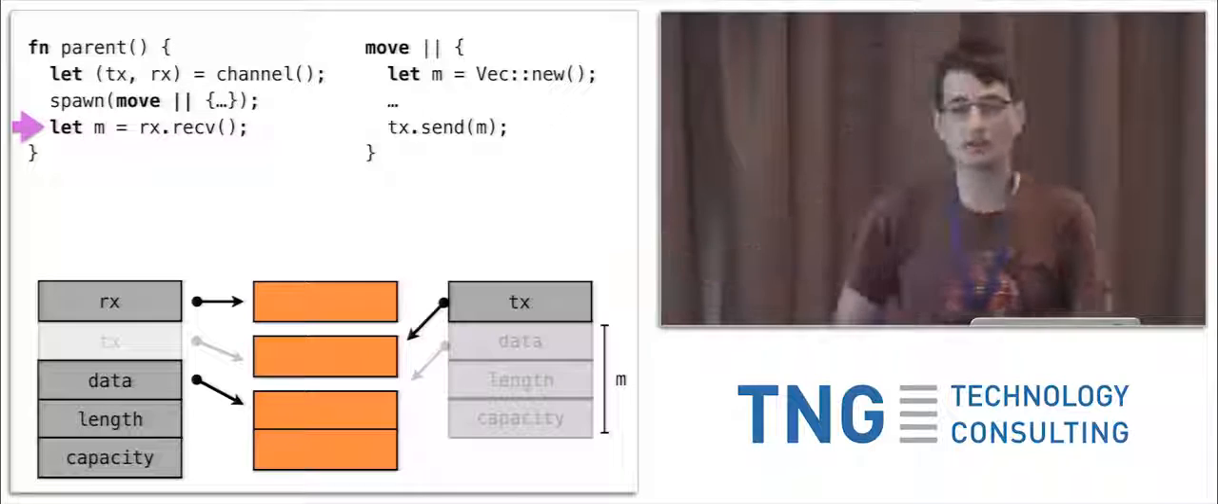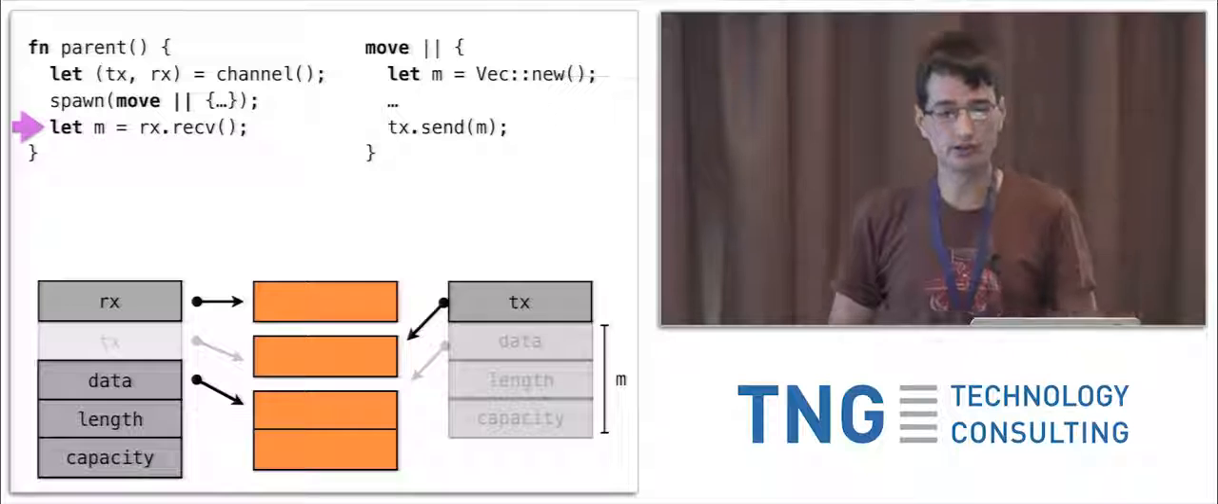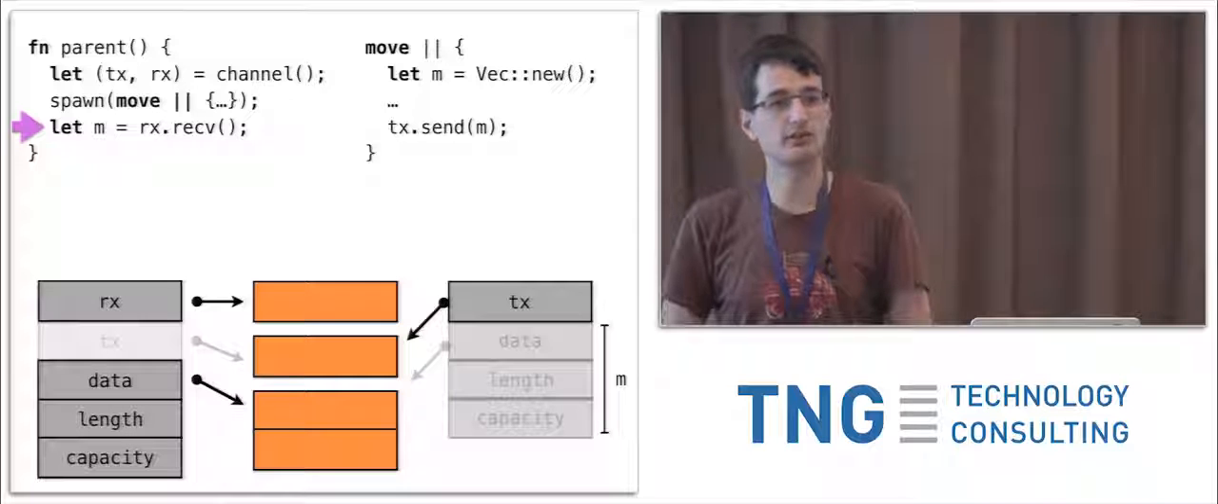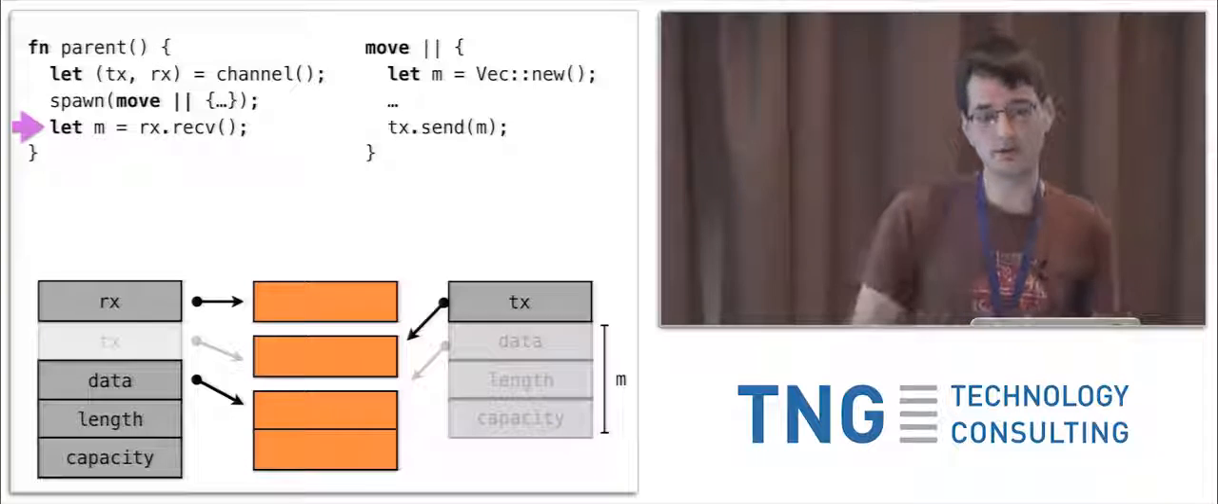So one cool thing here is that we saw that there's a shallow copy going on here of just the data length and capacity, but the actual contents of the channel or the vector were never actually copied. This always stays at the same place in memory. So this is actually a very efficient way to send over very large blocks, like megabytes of data at a time.